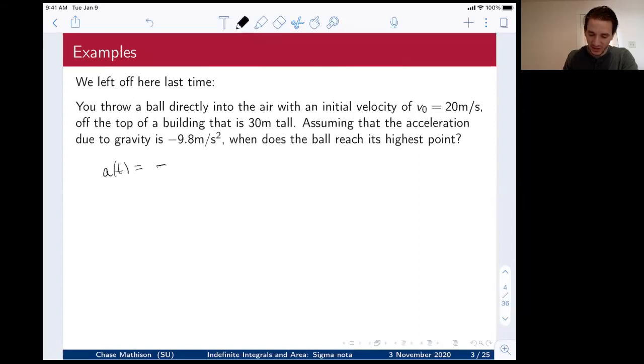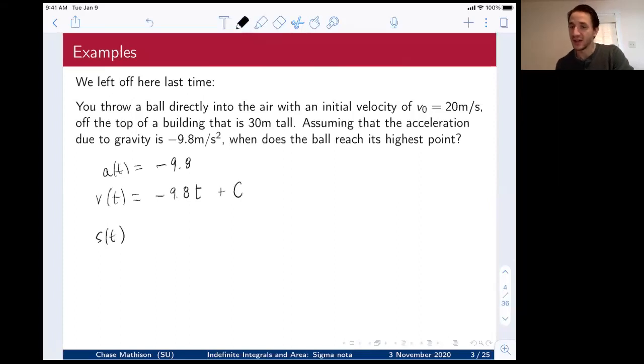Well, A of t is just the constant negative 9.8. We want to know, when does the ball reach its highest point? That's a position. So I need to end up at S of t. Well, to go from A to V, the velocity, I need to take an antiderivative. So V of t, I need to take the general antiderivative, negative 9.8 times t, plus some constant. That constant is very important here because it's going to help us incorporate the initial velocity.